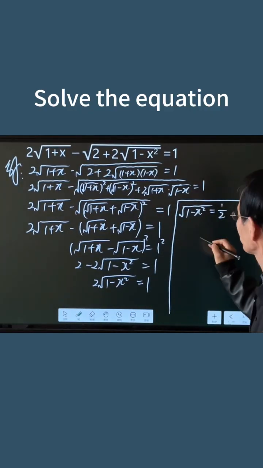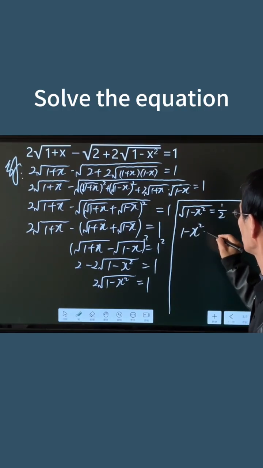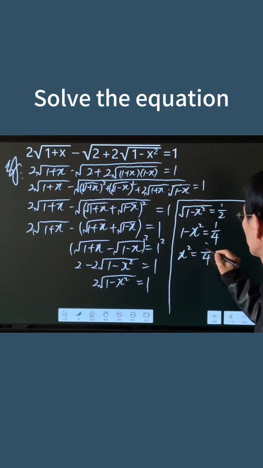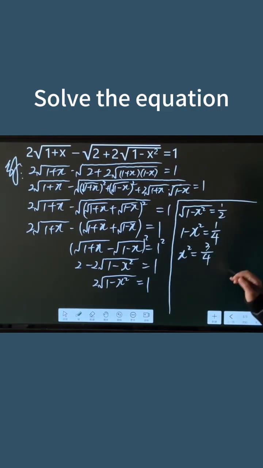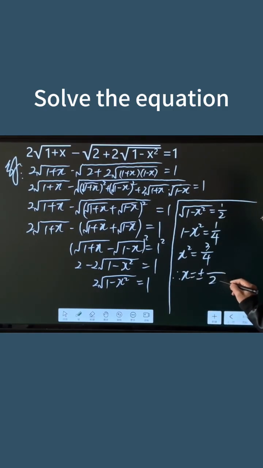Write it on the left and verify it on the right. Then, after squaring both sides, 1 minus a squared equals 1/4. So in this case, isn't a squared equal to 3/4? 1 minus 1/4 is 3/4, and then take the square root of both sides. Therefore, a equals plus or minus the square root of 3 over 2. All right, have you learned it?